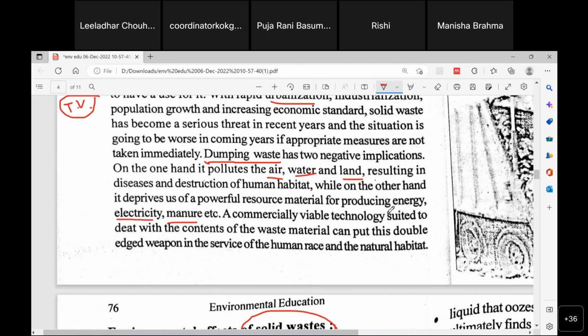You see, manure is there. So commercially viable technology suited to deal. This is DEAT. So it should be rectified by dealing with the contents of the waste material, and we can put this double-edged weapon in service of the human race. So what we need is commercially fit technology.